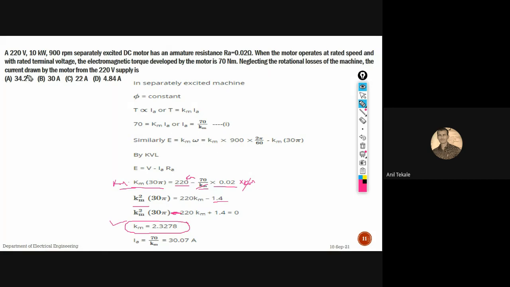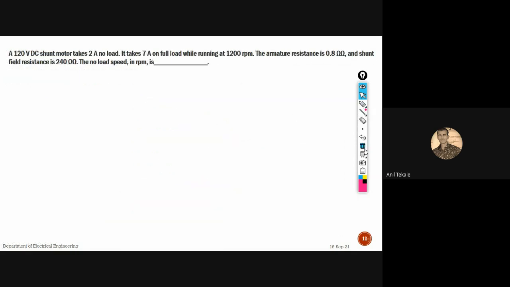What they have asked is the current drawn by the motor. That current we can calculate as Ia is equal to 70 by Km, so 70 divided by 2.3278, and we get the answer, 30.07. The rounded figure, 30, is the option given here. So this is the right answer. So this is all about this example. Any doubt? Now take it down.